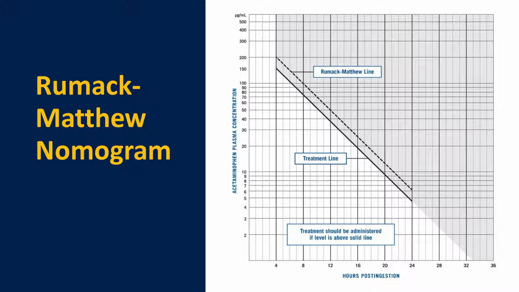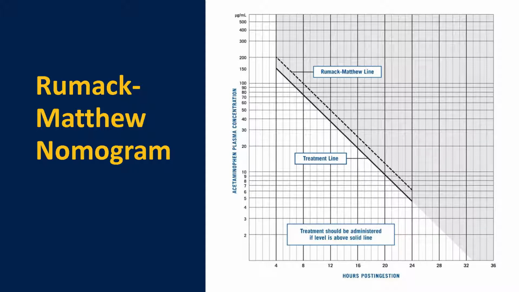Now, there is some wiggle room here because the dotted line is the Rumack-Matthew line, and above that line, it's more definite that the patient will have actual liver damage. But we still follow that solid treatment line just to be on the safe side for our patients. And if you are ever questioning whether to treat a patient or not for a high acetaminophen level, you should absolutely err on the safe side and treat them, especially if you're unsure of exactly what their ingestion time was and that sort of thing.